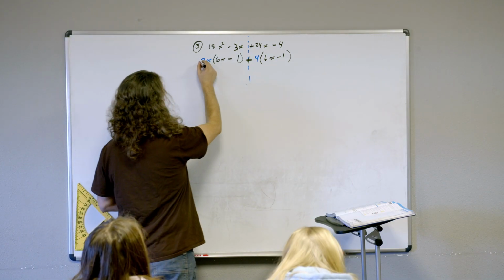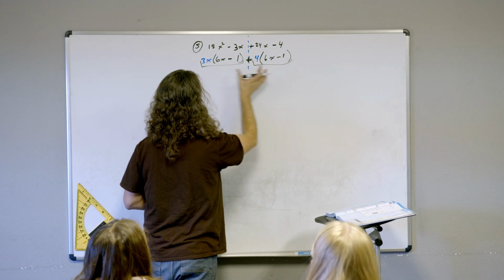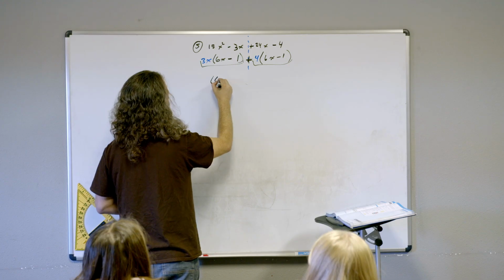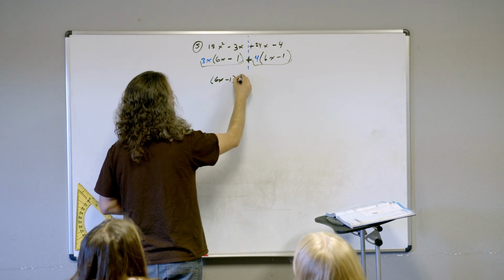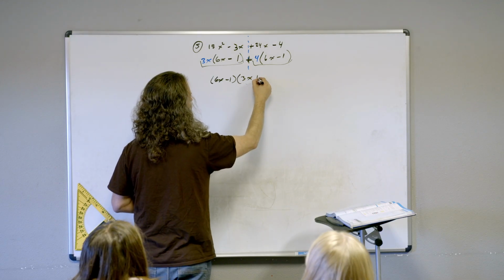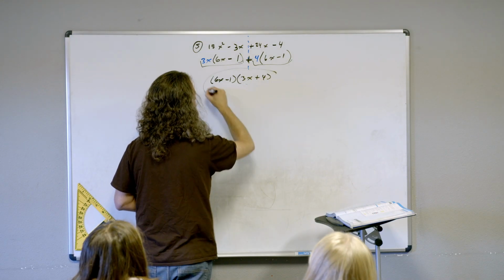So now we've made it so this is a term and that's a term, so we can factor that out. We can factor out a 6x minus 1, and then what's left in the first one is 3x, and what's left in the second one is a 4. And now it's factored.